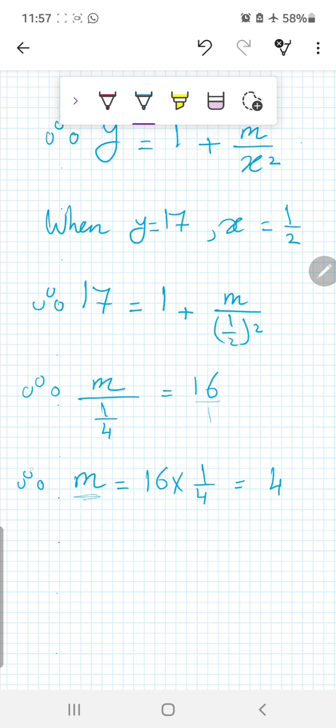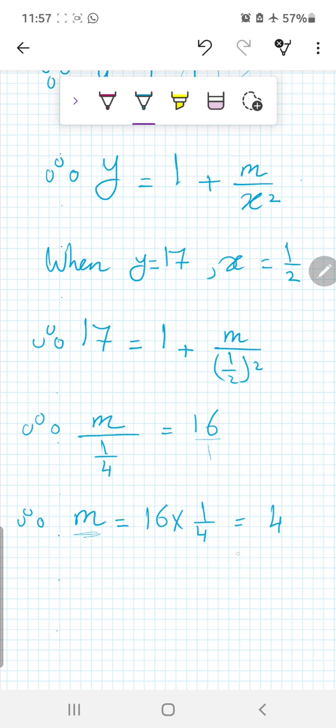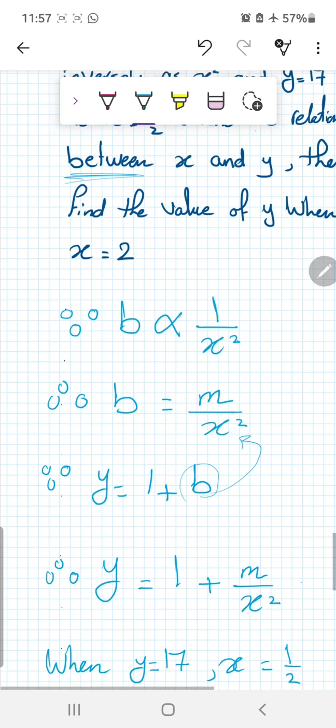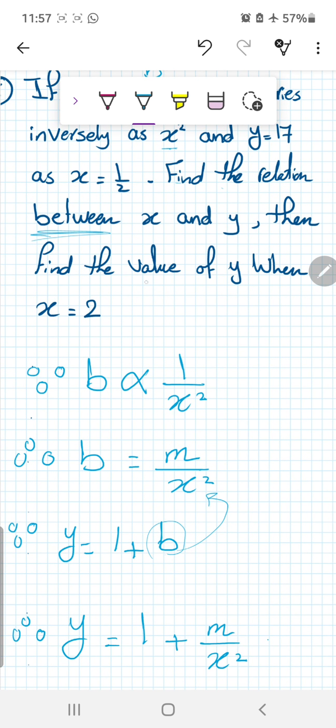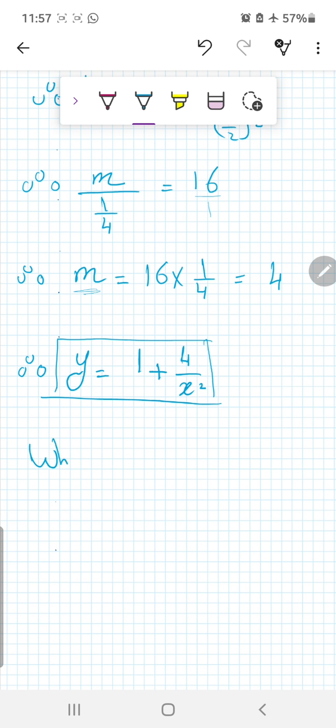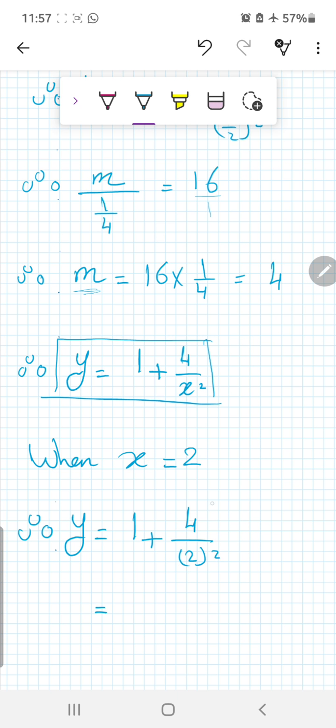If we get the value of m, substitute directly in the relation. We get y equals 1 plus 4 over x power 2, and here is the relation. Then find the value of y when x equals 2. So when x equals 2, we get y equals 1 plus 4 over 2 all to the power 2. So we get 1 plus 4 over 4, which is 1. So the value of y equals 2.